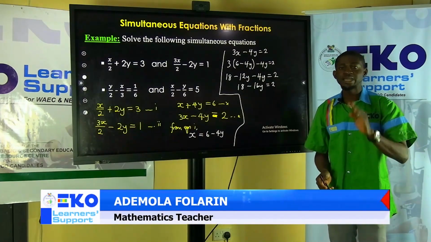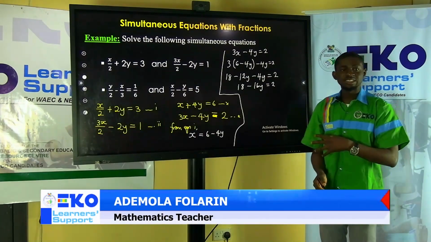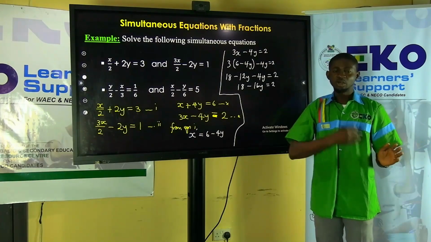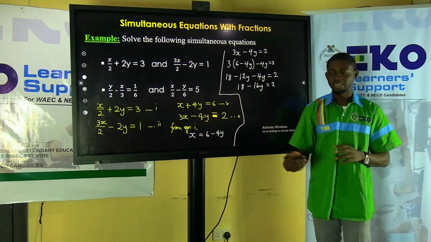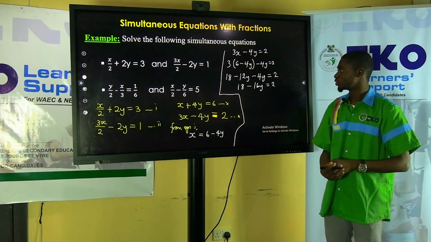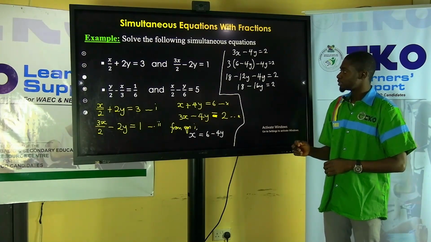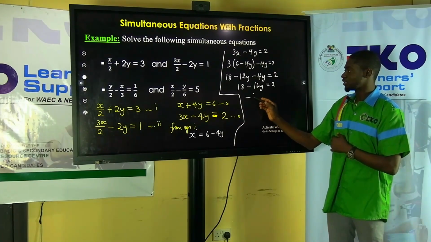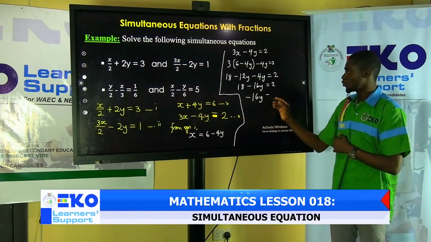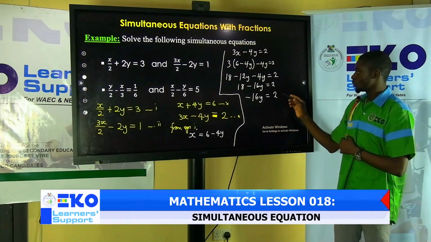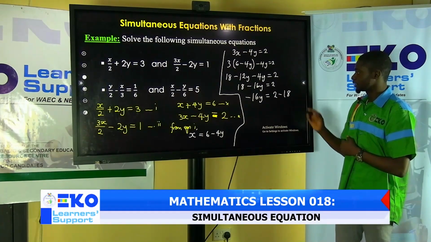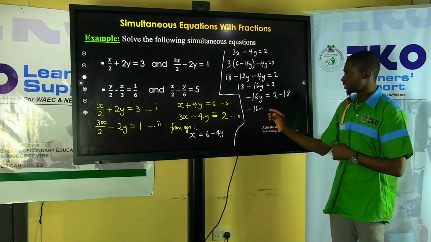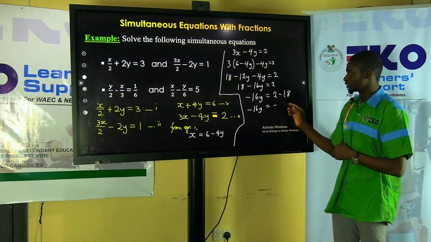Here we then collect like terms. Collecting like terms means those terms that have the same variable, you pack them to one side of the equation. The other terms that share the same variable as well, in another manner, you pack them to the other side of the equation. So these whole numbers, I will let them come to the right side of the equation. It becomes minus 16y equals 2 minus 18. So we are left with minus 16y equals minus 16.